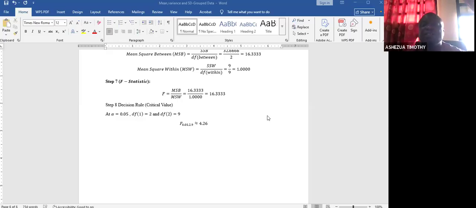The rule is that the tabulated value, the value from the statistical table, if it is less than the calculated value, you accept the null hypothesis and reject the alternative hypothesis. However, if the tabulated value is greater than the calculated value, you reject the null hypothesis and accept the alternative hypothesis.